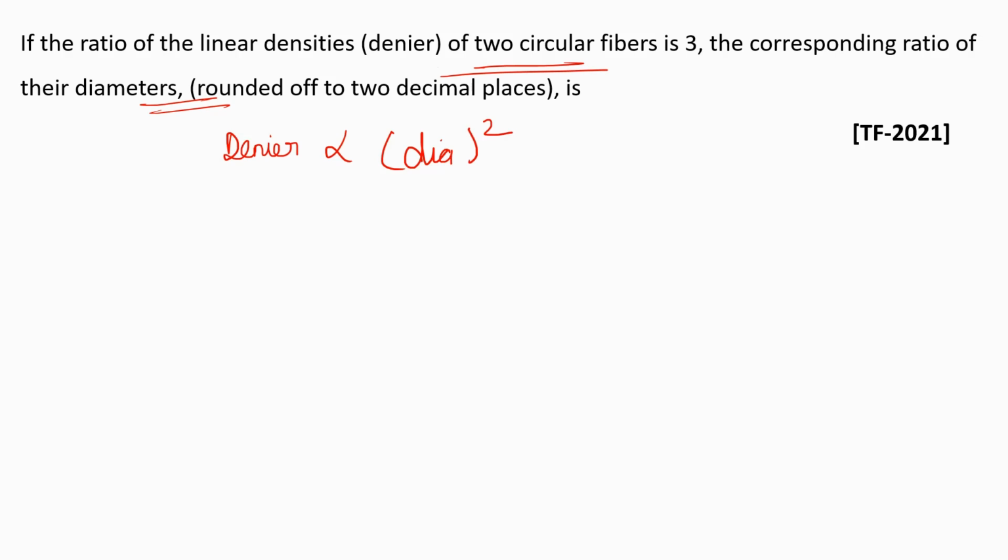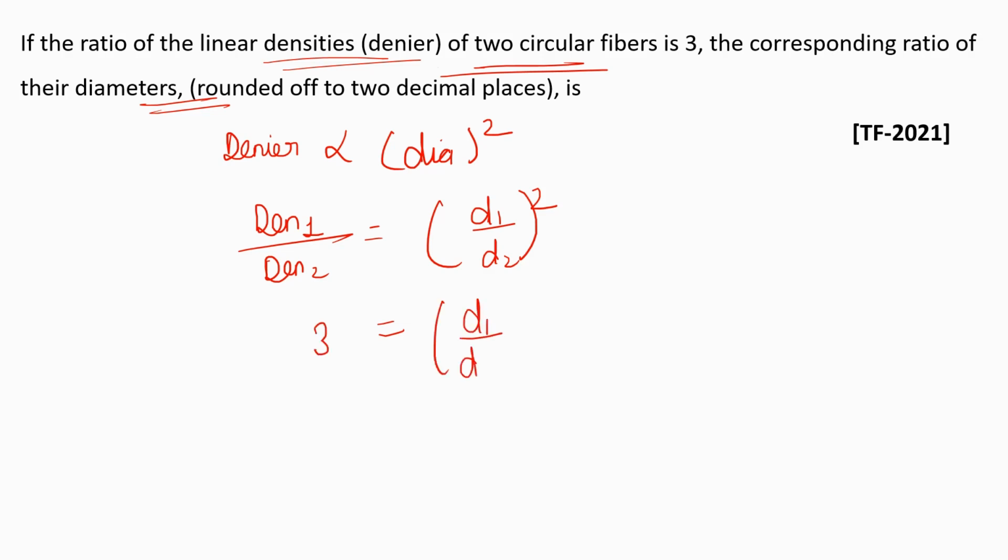Two deniers are given. Linear density in deniers is given as 3. So denier 1 upon denier 2 is equal to d1 upon d2 whole square. The ratio denier 1 upon denier 2 is given as 3. So diameter 1 upon diameter 2, whole square, is 3. You have to find the ratio of the corresponding diameters, that is d1 to d2. So d1 upon d2 will come out to be under root of 3. Under root of 3 is 1.732.